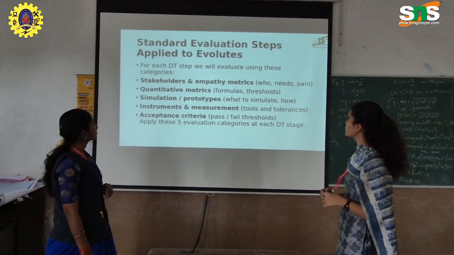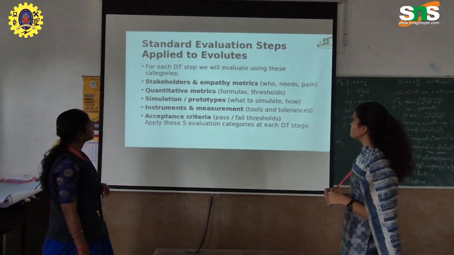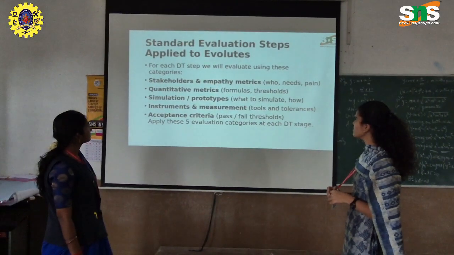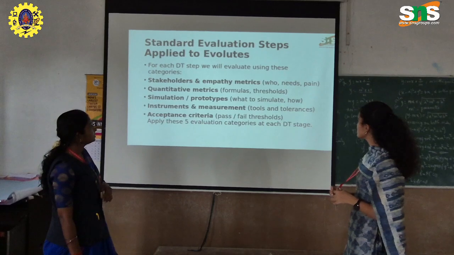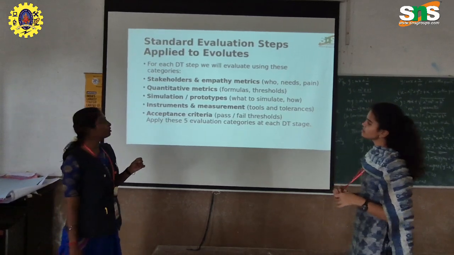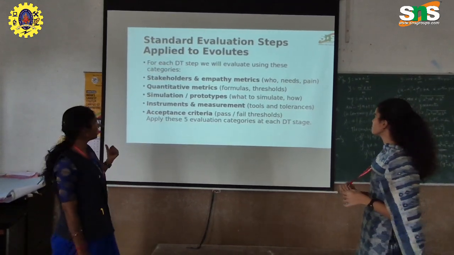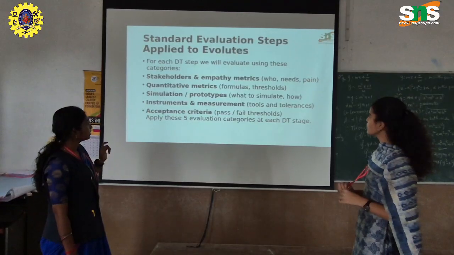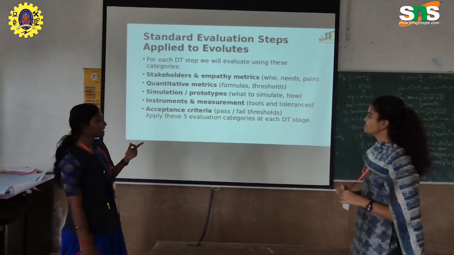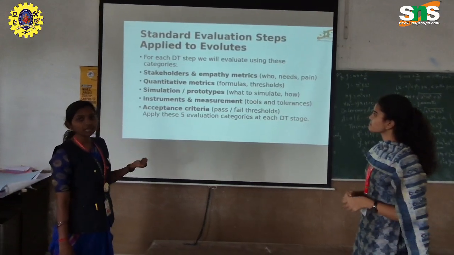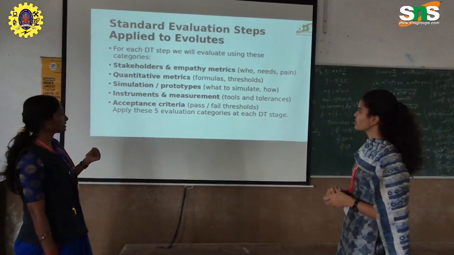Evaluation steps apply to evolutes. For each DT step, we will evaluate using these categories: stakeholders and the empathy matrix. The first point to be noticed is stakeholders and the empathy matrix. Second point, quantitative metrics, formulas, thresholds. So the formulae and the thresholds are to be noted as a second point, which comes under quantitative metrics.